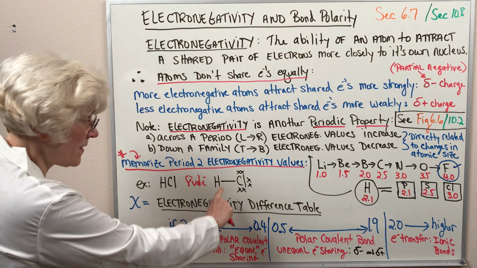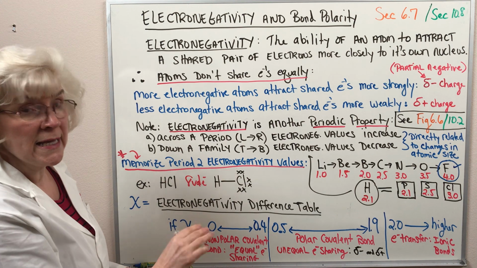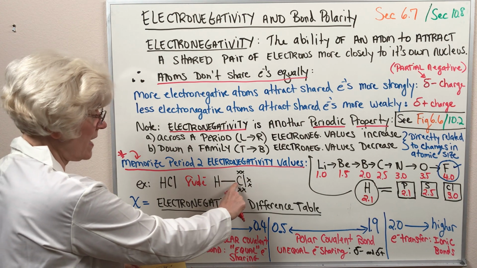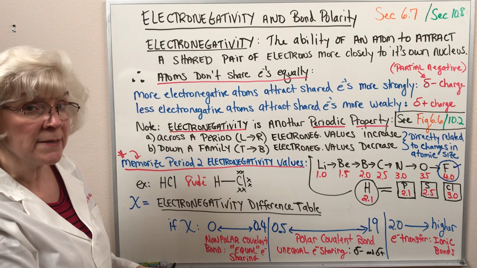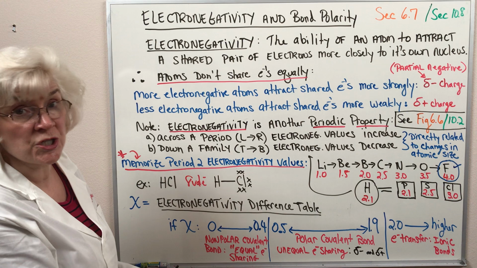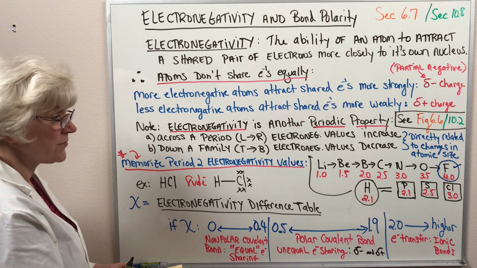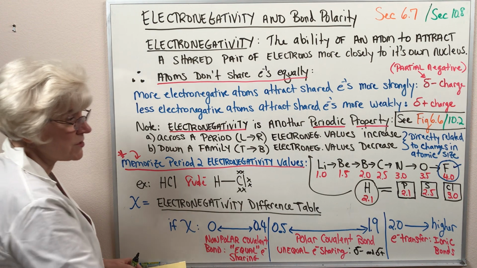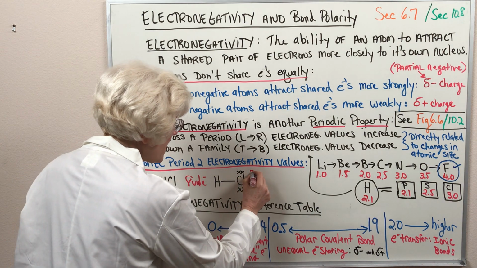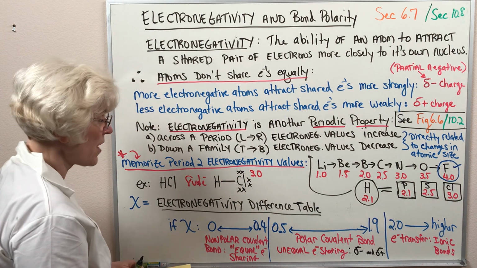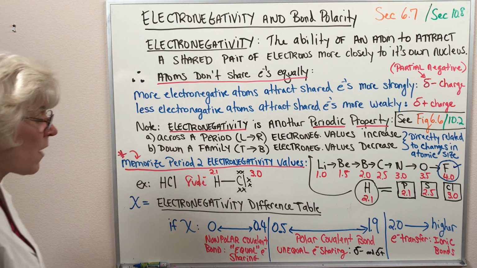But this is what we want to focus in on now. Exactly what type of bond is existing between the hydrogen and the chlorine? Are they sharing those electrons equally, or is there unequal sharing going on? Well, that's where electronegativity values can help us. So looking over here at the table, chlorine has an electronegativity of 3.0. Hydrogen has an electronegativity of 2.1.